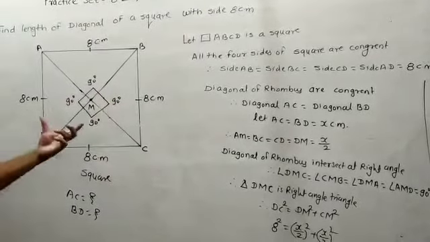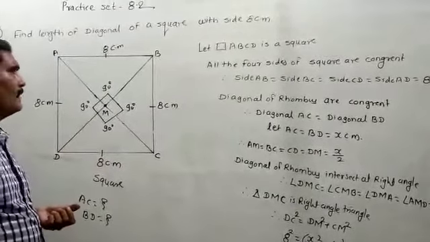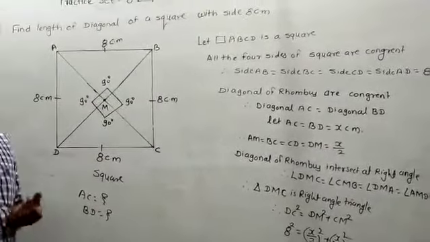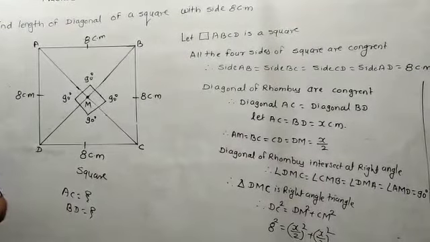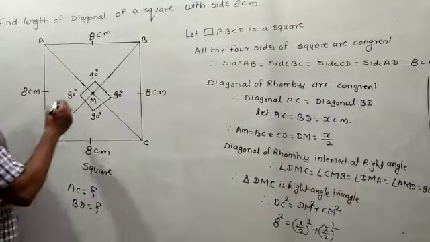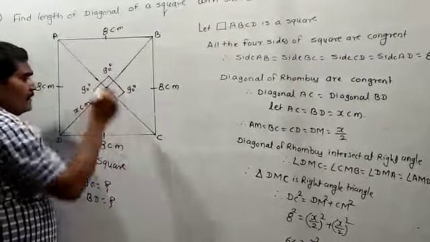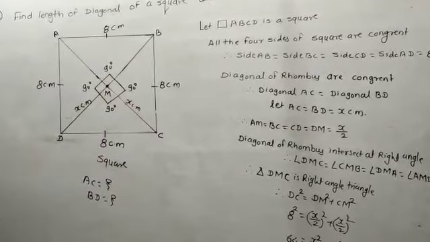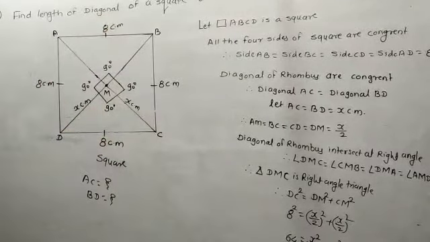Then you have to utilize this property. Then another property is that the diagonals of the square bisect each other. The diagonals are congruent, the diagonals bisect each other, and the diagonals intersect at right angle. If you want to find the diagonal of the square, I will say that this BD is equal to x centimeter and this AC is also equal to x centimeter. Why? Because the diagonals of the square are congruent. If this one diagonal is x centimeter, then this other diagonal is also x centimeter.